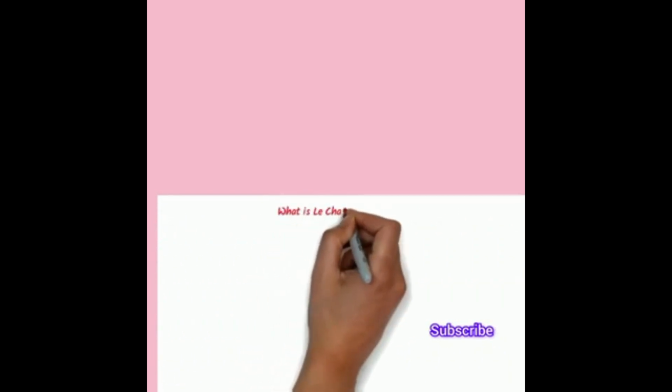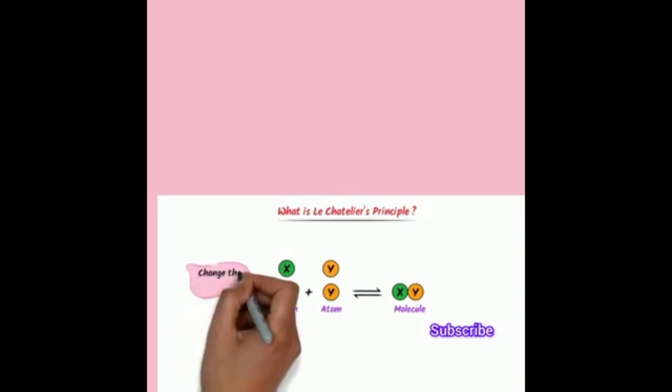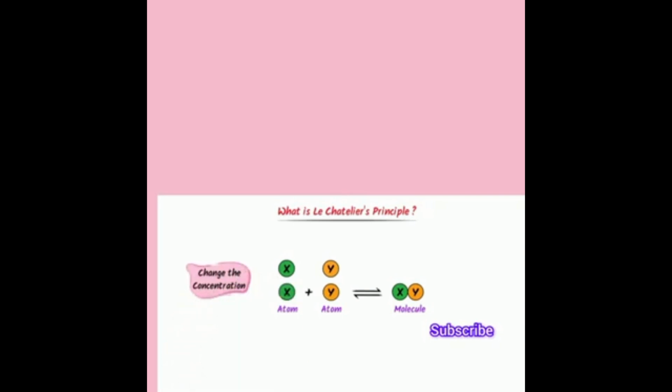Now what is Le Chatelier's principle in simple words? Well, consider the previous example. Let this reaction be in chemical equilibrium. Now I am interested to disturb the chemical equilibrium. Let's consider that I add one another atom of X and one another atom of Y. So I have changed the concentration of reactants.